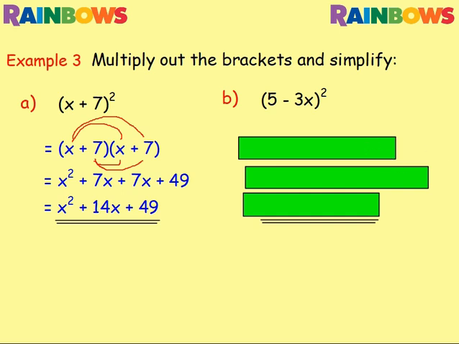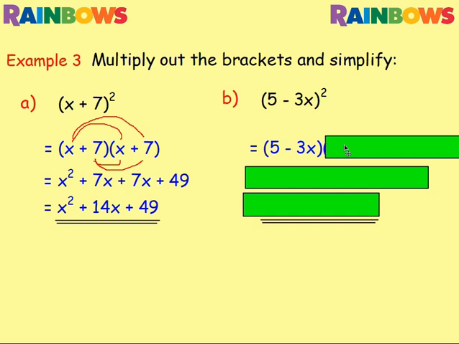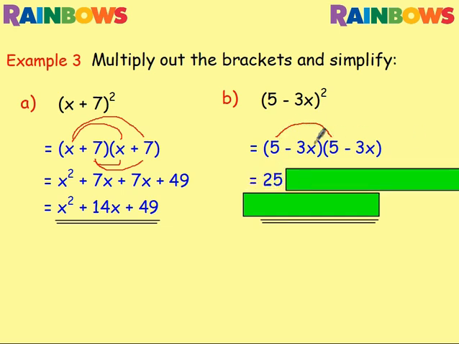Well done. With B, 5 take away 3x in brackets squared. Because it's squared, does that mean you times it by itself? It does indeed. So you'd have 5 take away 3x times 5 take away 3x. You do it. And after that, you want to think about what is it you love, Julie? Rainbows! Good, so you would have the 5 times the 5, and 5 times 5 is 25. Then you would have the 5 times the negative 3x. 5 times negative 3x, that's negative 15x.